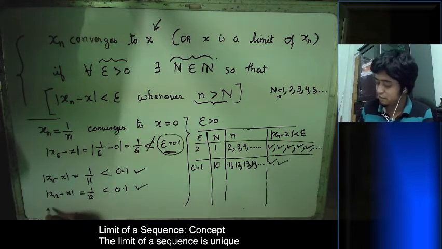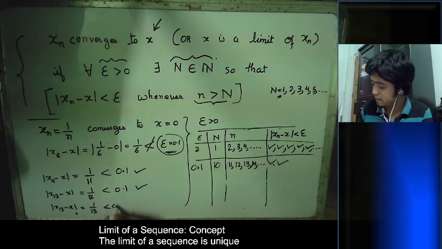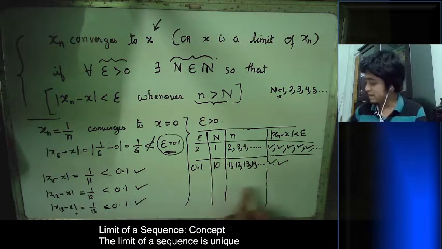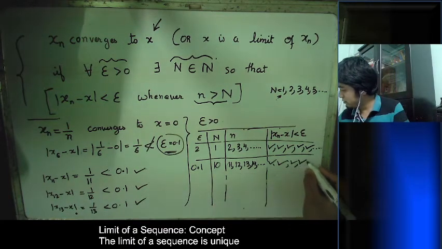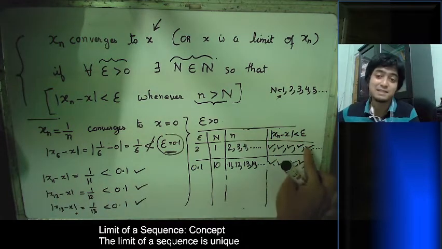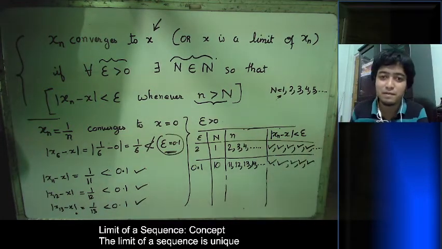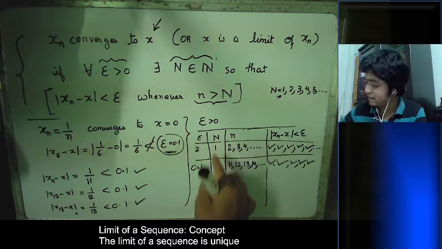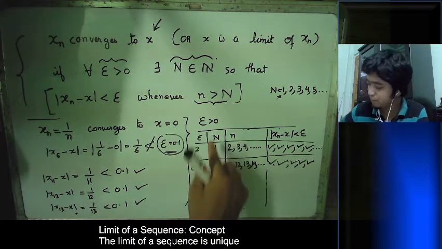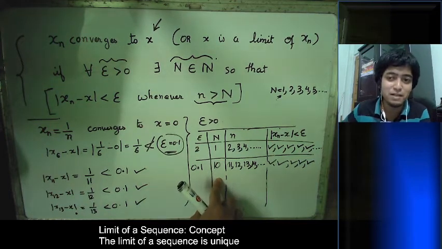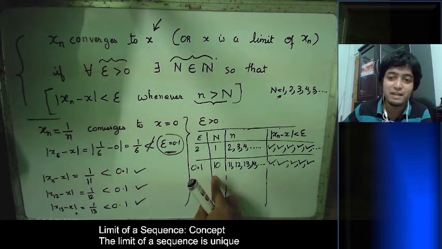Now, similarly, if you check for 13, you will see that it is still less. So for all of these values, you are always getting that xn minus x is less than epsilon. So this value of n that you are giving works. Before you were giving 5, it doesn't work, but if you give 10, it will work.